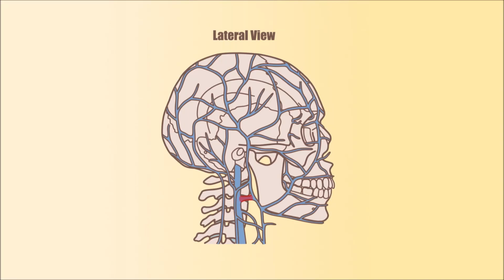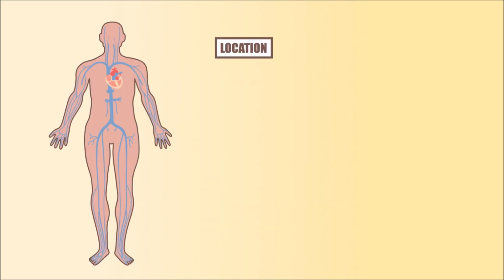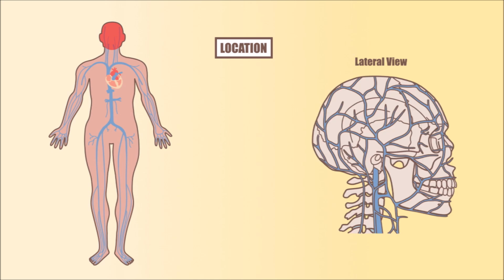In this video, we're going to go over the structure and function of the common facial vein. Firstly, where is this vein located? The common facial vein is located on each side of the head. If we take a closer look at the veins on the right lateral view of the head and neck, we can see the right common facial vein highlighted in red.